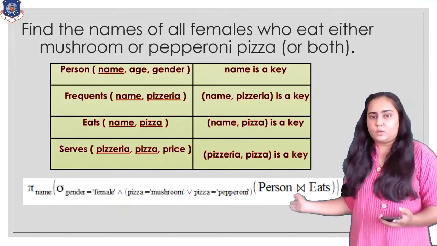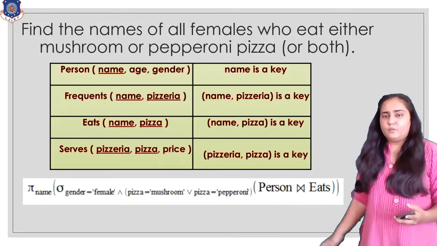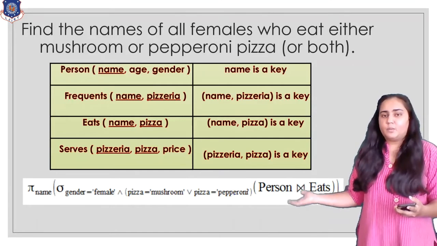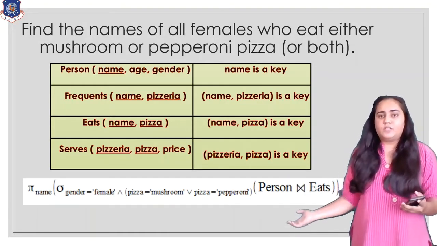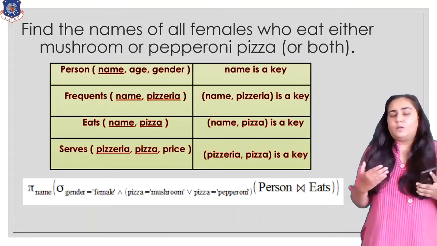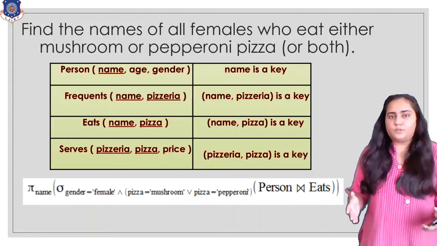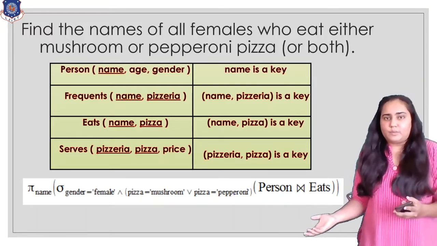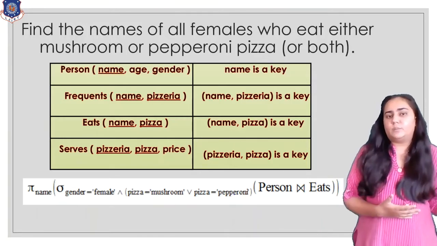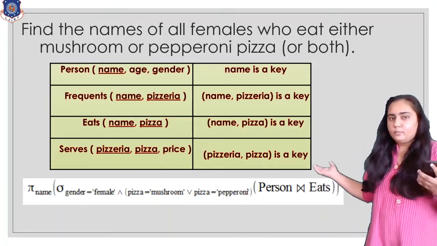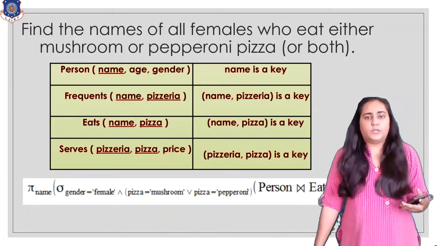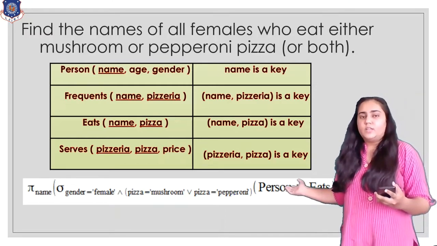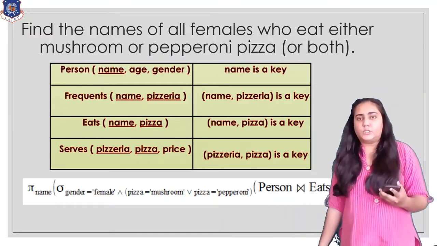And this is what the query will look like. So start reading from inside. The first thing we are doing is taking a natural join between person and eats. After the natural join is taken, we will only get names of those people who are eating some pizza. So all those people who are not eating any pizza will be eliminated. From there, we are going to fetch these things. So we have written the query in this manner. We have written gender is equal to female because that's a condition.